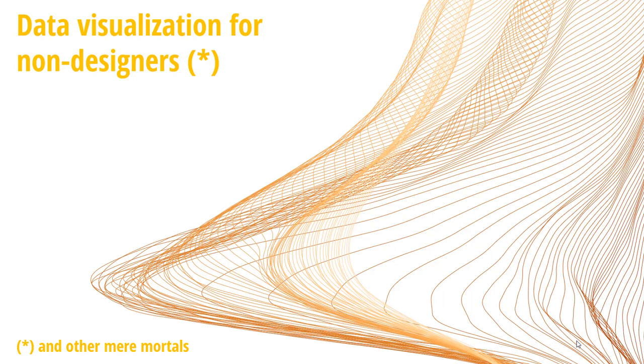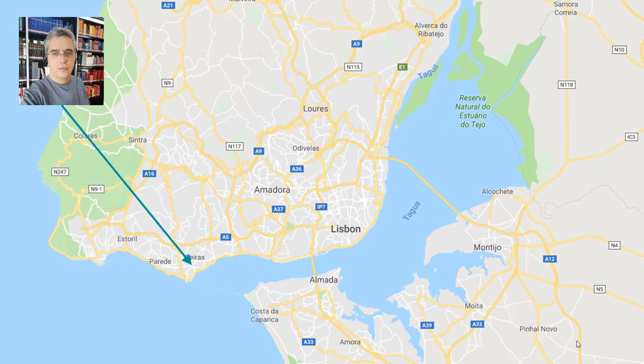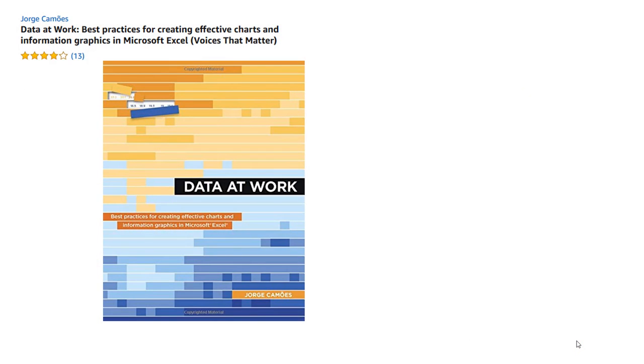My name is Jorge Camões and I'll show you how Office users and other non-designers can make more effective charts and communicate better with data. I live here, in case you're wondering where my accent comes from. Much of what we'll discuss in this class comes from my book on data visualization, titled Data at Work. Readers tend to like it.